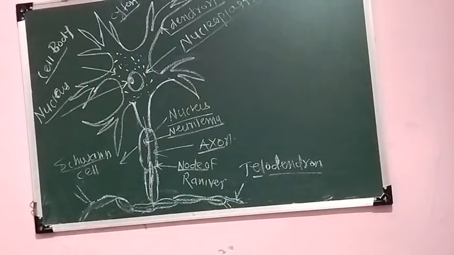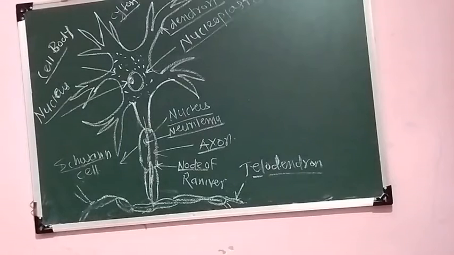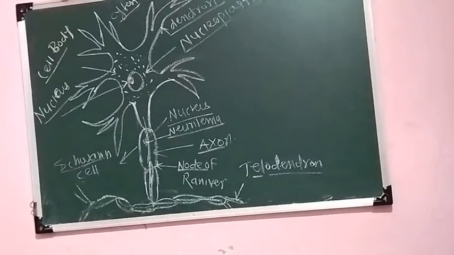Let us move ahead. As I said earlier, a neuron is an impulse generating and conducting unit. They bring about quick communication in the body. Neurons change the action potential of their membrane on receiving any external stimuli, which is called excitability. I repeat my sentence: neurons change the action potential of their membrane on receiving any external stimuli, called excitability.